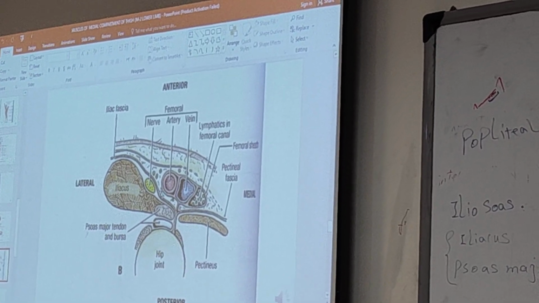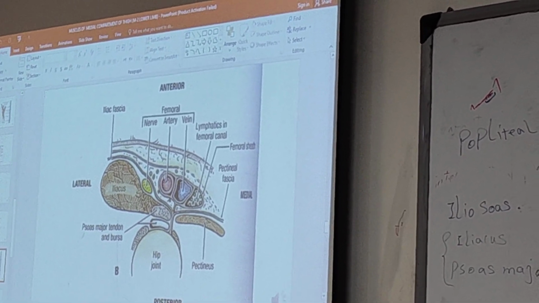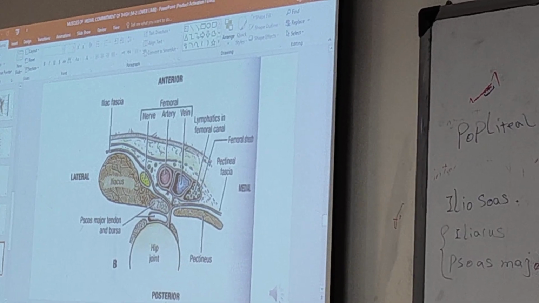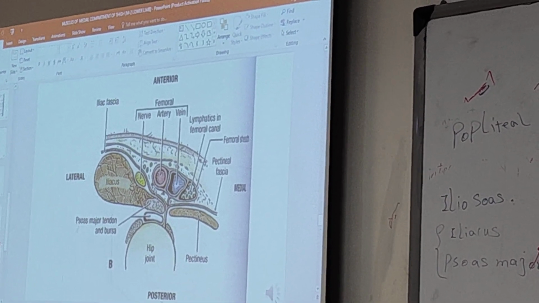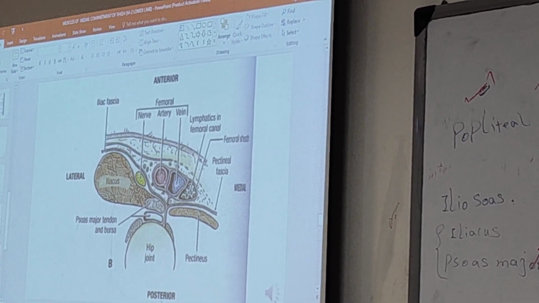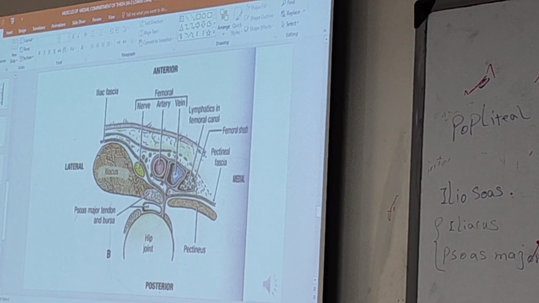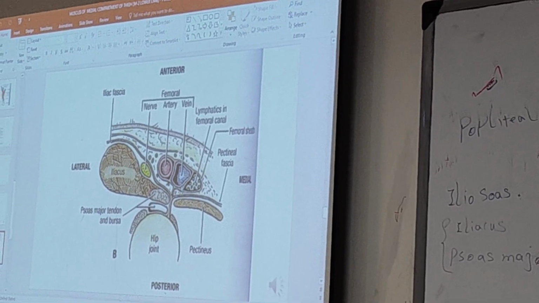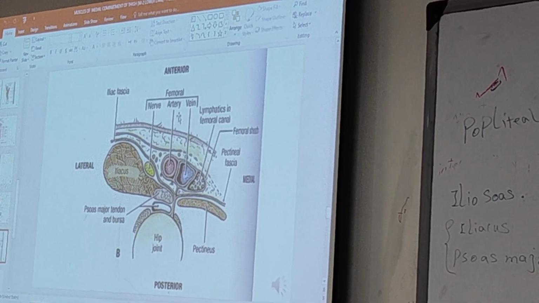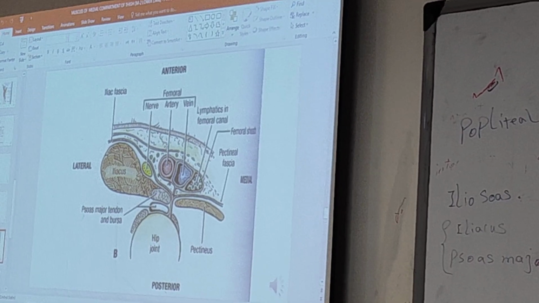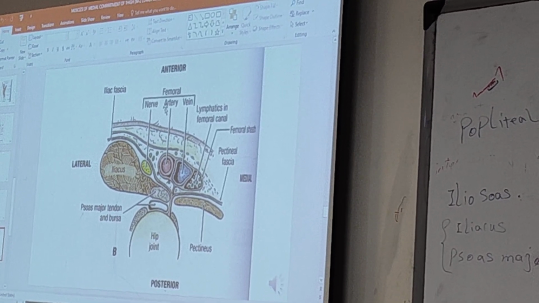Okay? Now, look at the picture. This is the femoral sheath. 3 compartments. Lateral, intermediate, and medial. Medially, you are going to look at femoral canal. Intermediate is position of the vein, and lateral you are going to look at the artery.